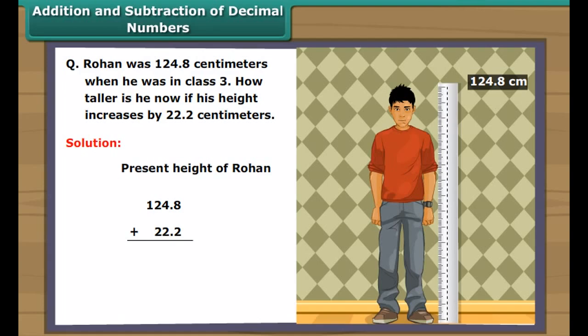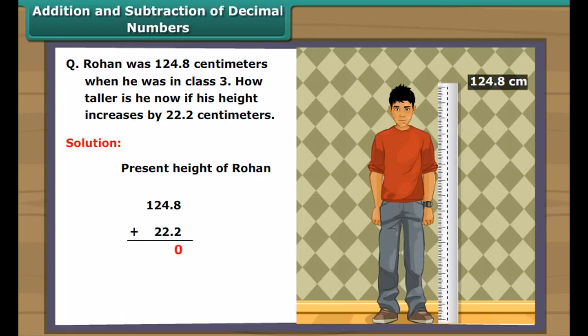Remember, while adding the numbers, the decimal point of the other number lies exactly below that of the first number. We add first the digits at the right side of the decimal, followed by the addition of digits on the left side. The sum of 8 and 2 gives 10.